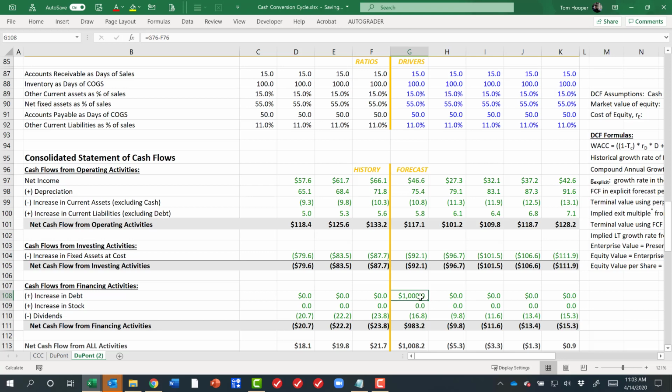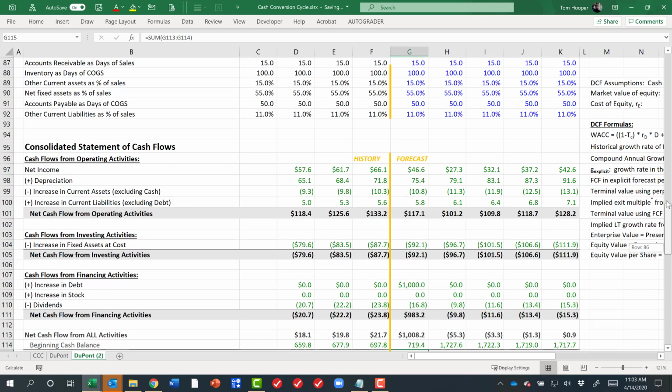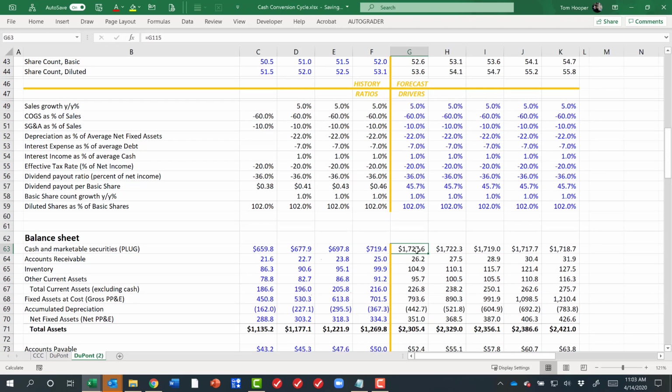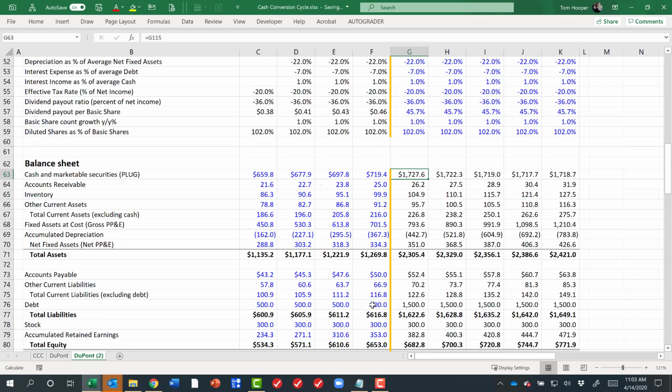We see that $1 billion that we issued now showing up on the cash flow statement and getting carried through in the changes to net cash from all activities, and therefore the ending cash balance, which, as you know, goes back up to the top of the balance sheet and goes up $1 billion here. So while cash was trending along nicely, we see a huge increase in cash to balance that huge increase in debt. And that's why this model is integrated and keeps itself in balance.